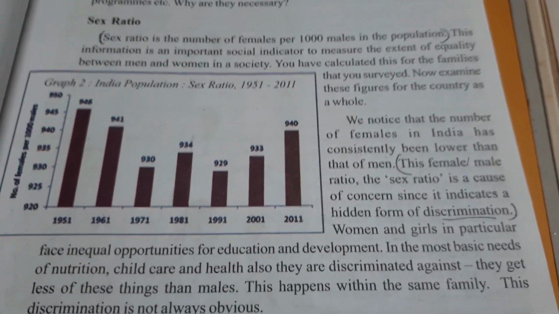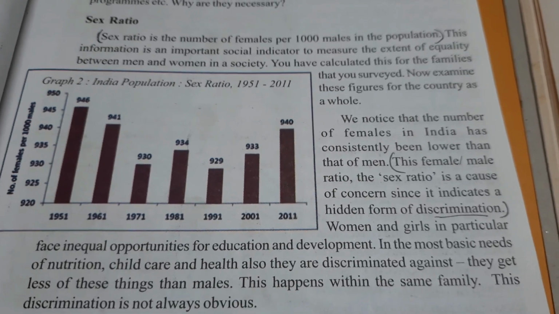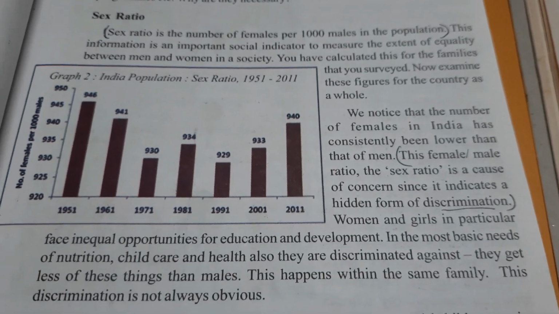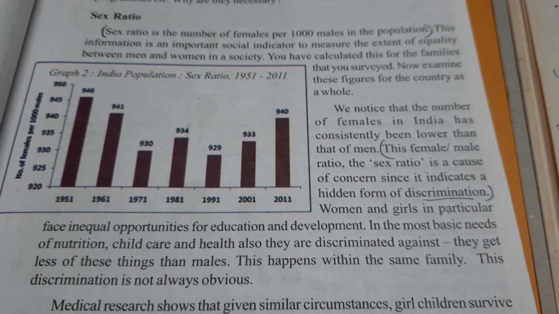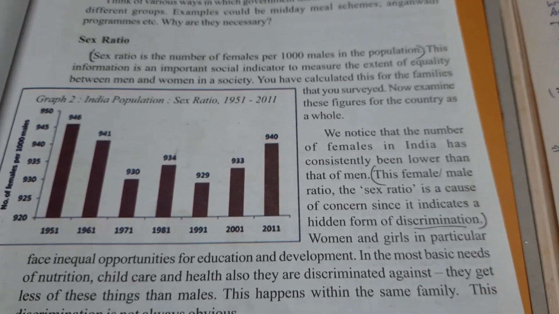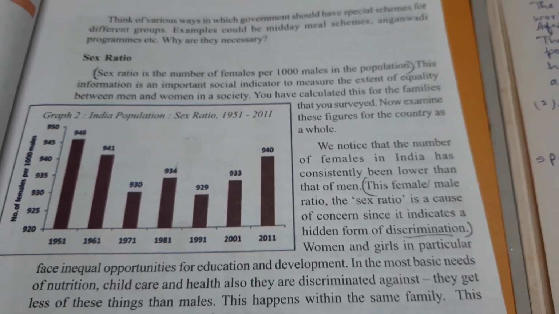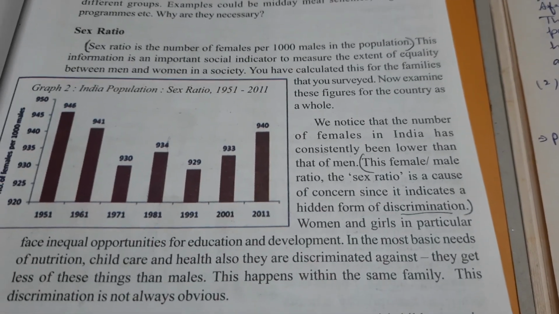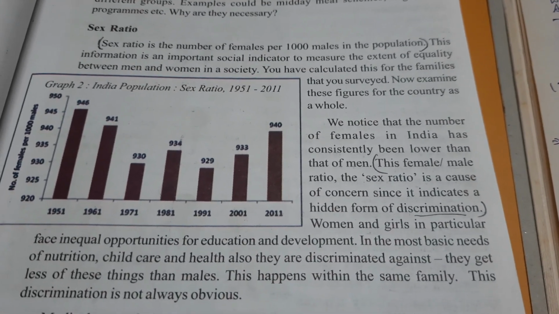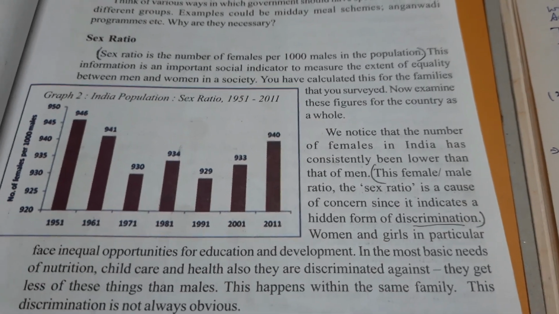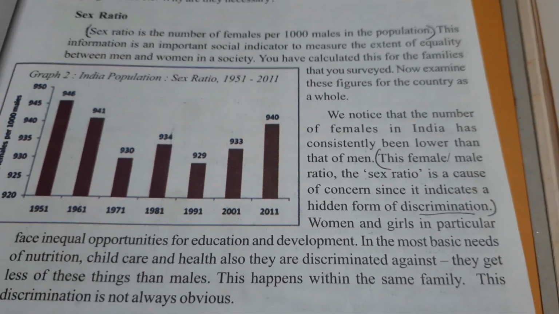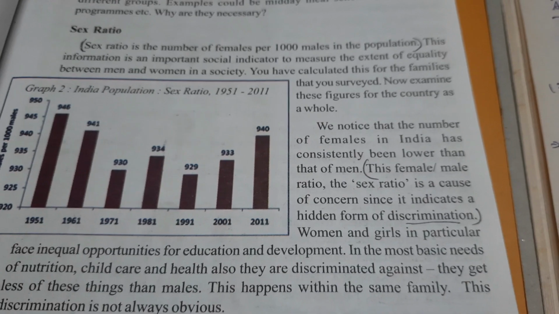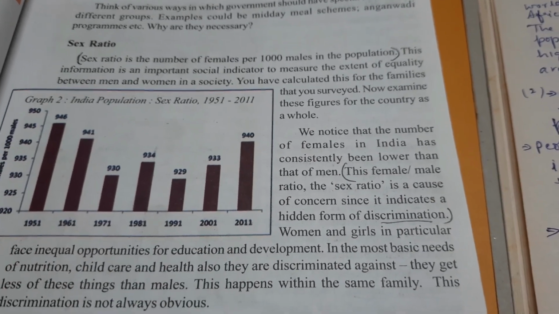In India, 103 female babies are born against 100 male babies. Do you know, children? For every 100 male babies, 103 female babies are born. It means the birth of female babies is more than male babies. It is natural, very natural. But more female babies die than male.